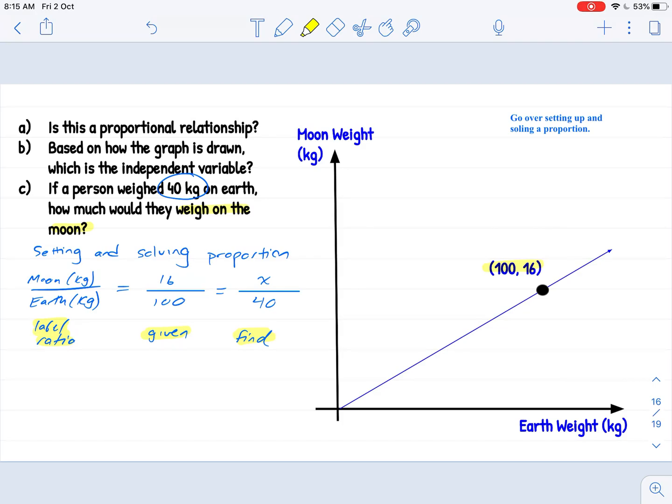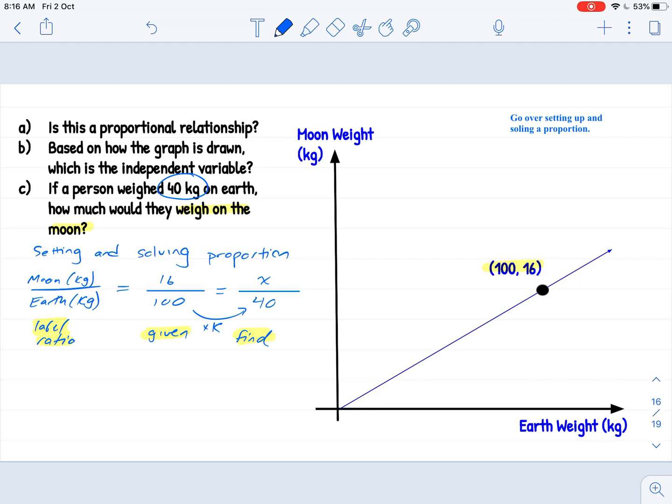So how do you solve one of those? Well, and again, this is kind of like a rate table. You're just taking out the lines in the table. So you want to think about, well, what do I have to do to go from 100 to 40? Okay, so I'm going to be trying to find the scale factor. I'm going to just call this K. So 100 times what gives me 40?